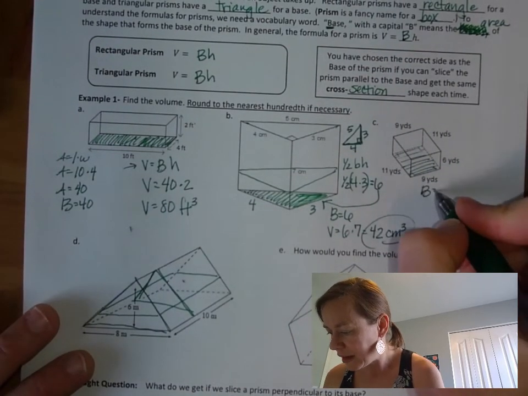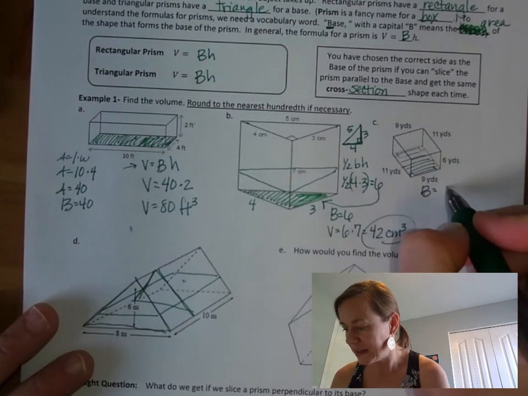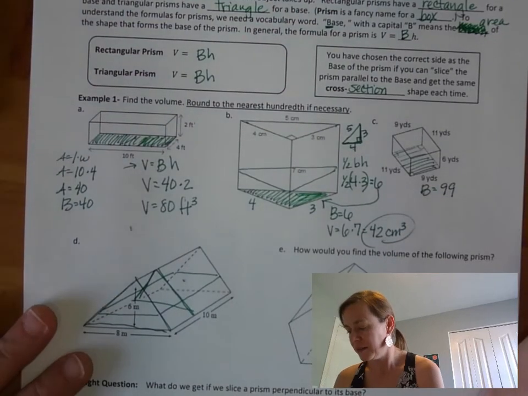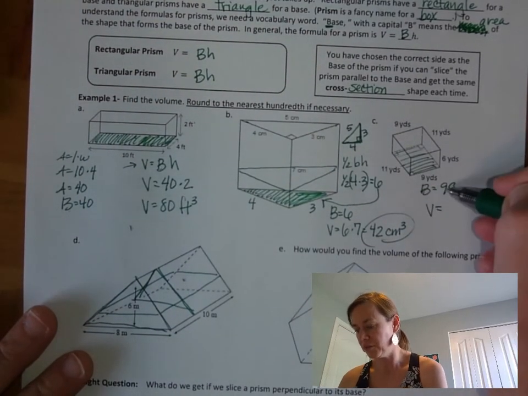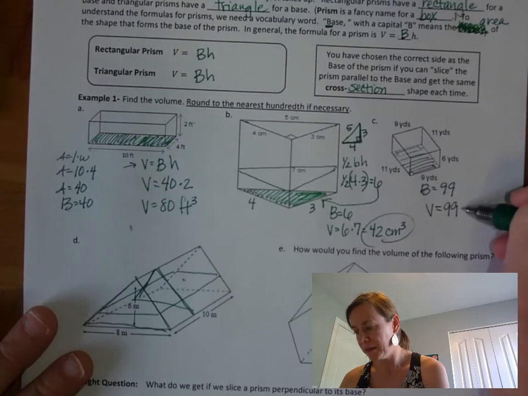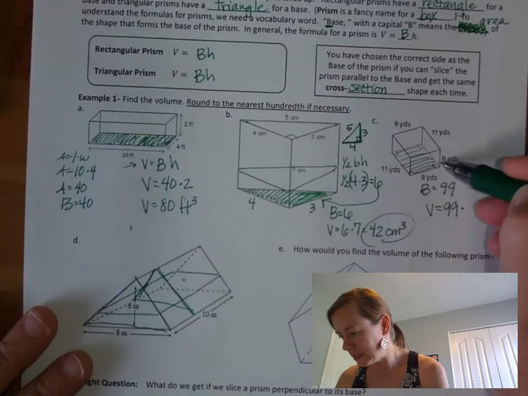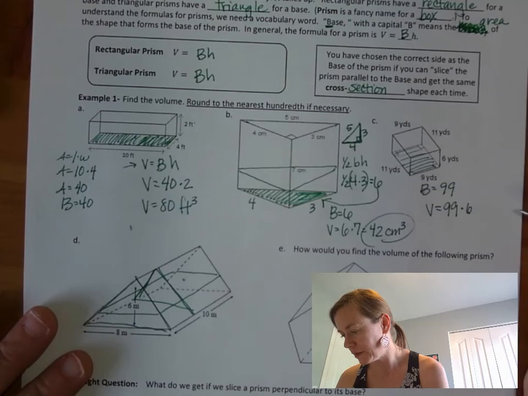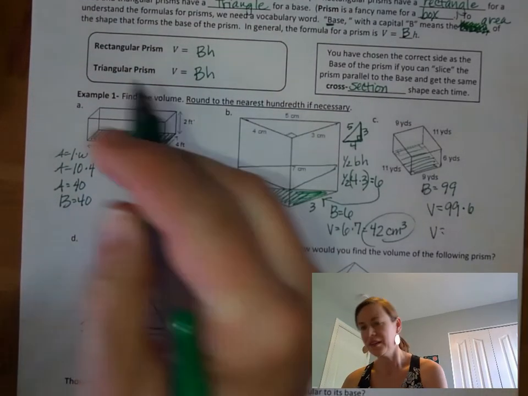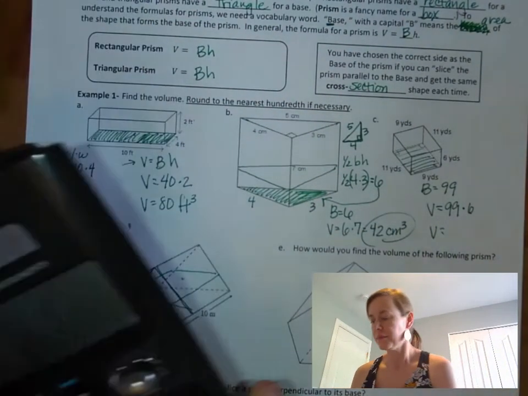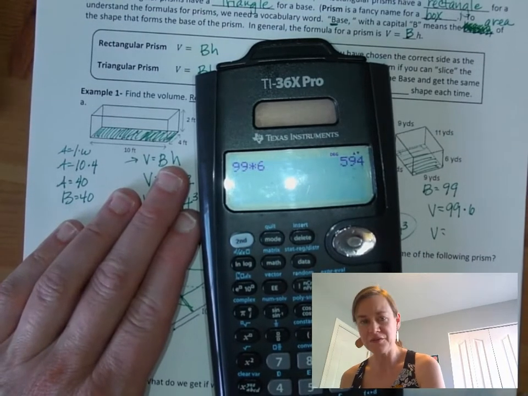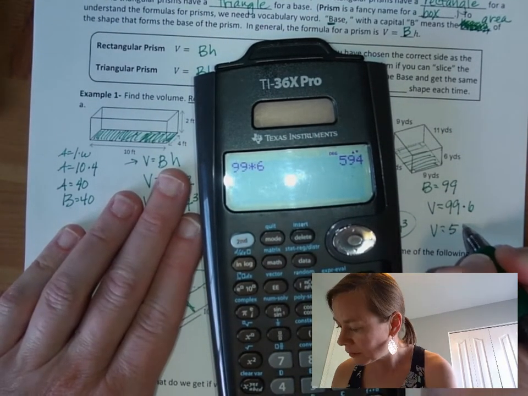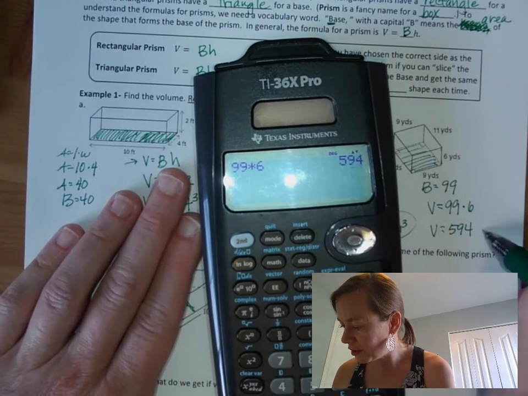So the area of the base is 11 times 9. That's going to be 99. So now the volume is going to be base times height. So volume will be base, which is 99, times height, which is 6. Okay, I'm going to use my calculator for that one. 99 times 6 is 594. So 594 yards cubed.